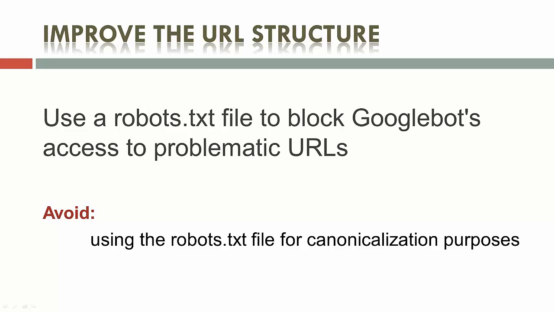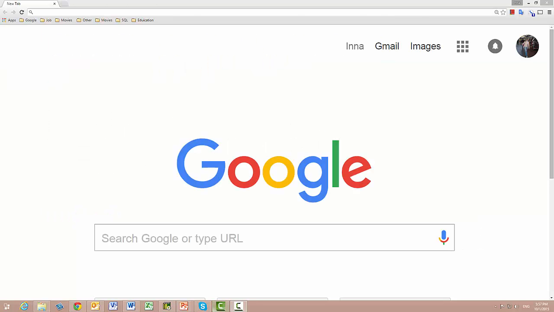Use a robots.txt file to block Googlebot's access to problematic URLs. In the robots.txt file, you tell Google and other search engines which pages from your website they may index and which pages you don't allow to index. To see the robots.txt file of any website, add /robots.txt after the main URL and click Enter. If a website has the robots.txt file, you will see it.